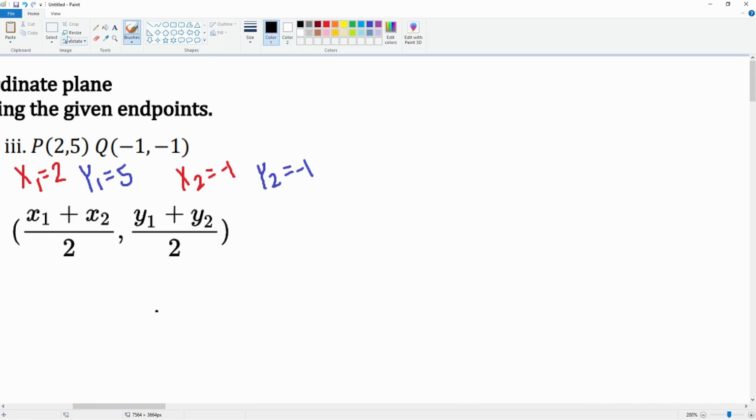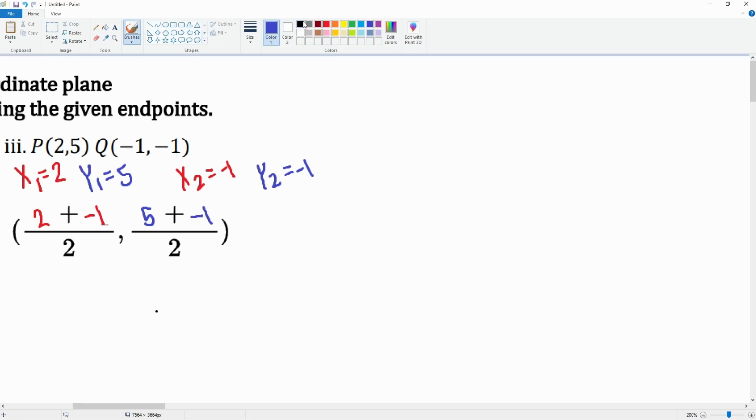All right, let's plug in everything in here. x1 was 2. x2 is negative 1. Then we have our y1, which is 5. Then we have our y2, which is negative 1.